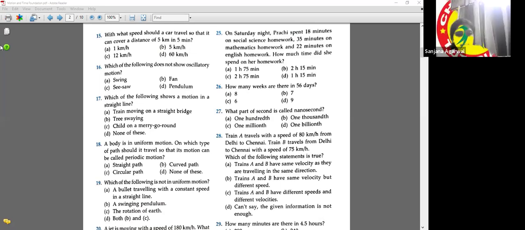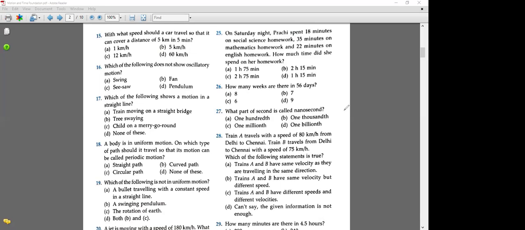The speed is asked. Ma'am, the answer is D because the time is 5 minutes. So if we convert it to hours, 1 minute will be 1/60, so 5 minutes will be 5/60. That will be 1/12 hours. So distance will be 5 kilometers, given. So speed will be 5 kilometers divided by 1/12 hours. That will be 5 into 12 by 1. That is 60 kilometers per hour.